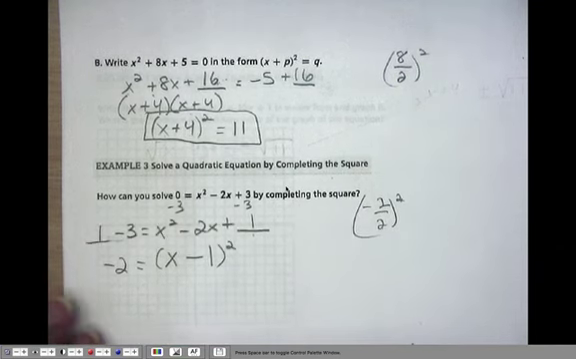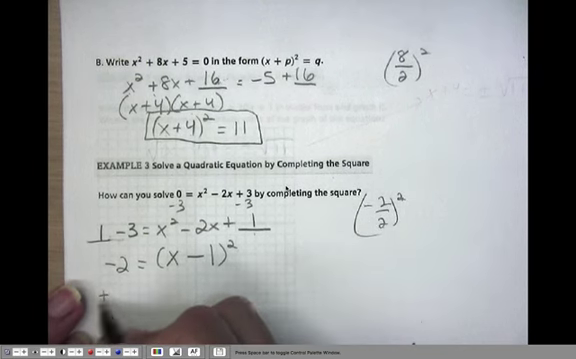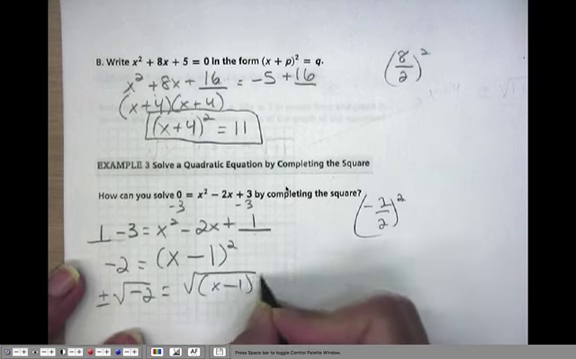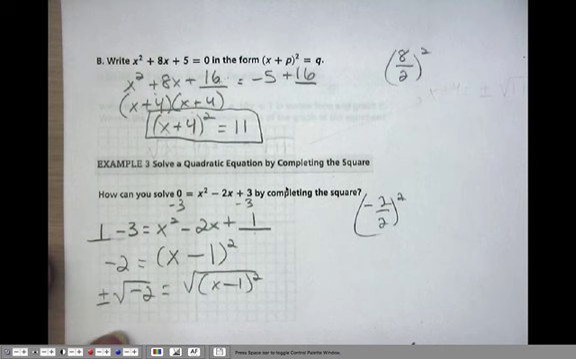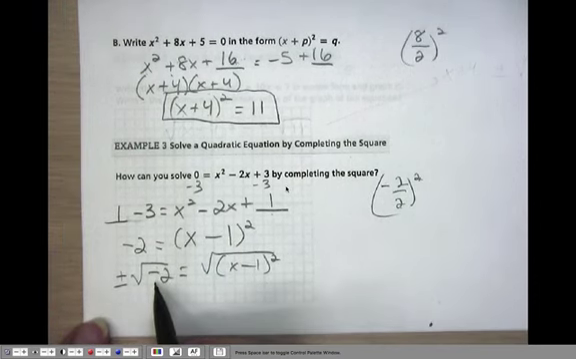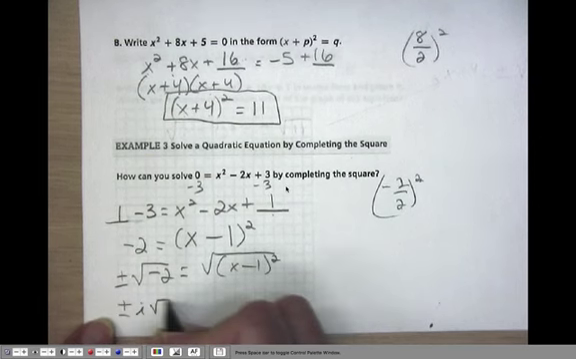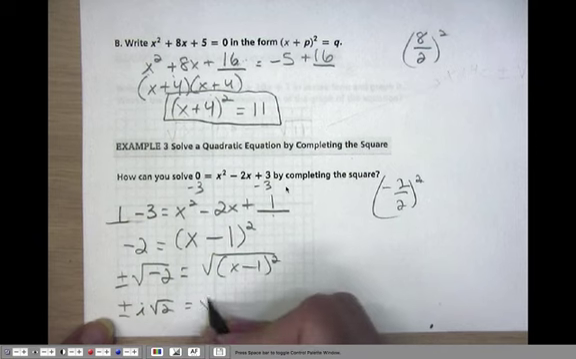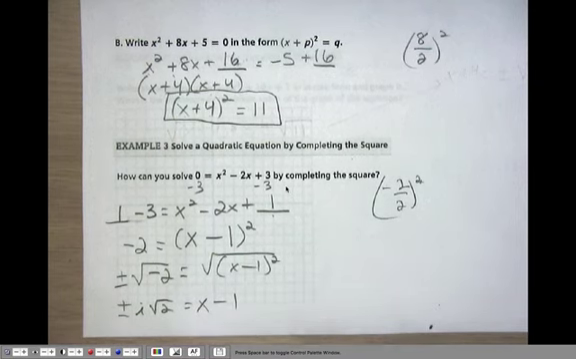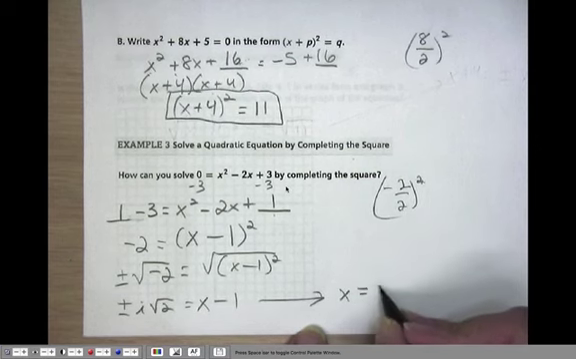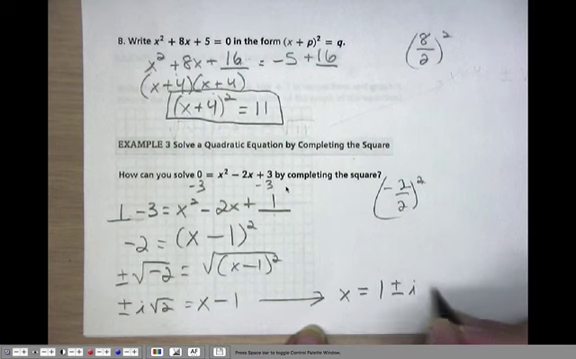When I take the square root of both sides, I have plus or minus square root of -2 equals the square root of x minus 1 squared. So here I have a square root of a negative. Hopefully you remember from the previous lesson that that means there's going to be an i in my answer. So this is plus or minus i radical 2 equals x minus 1. And then my last step is just to isolate my variable. That gives me x equals 1 plus or minus i radical 2.